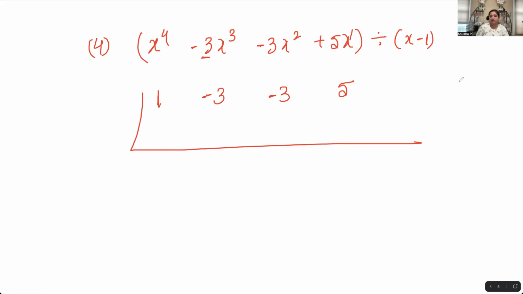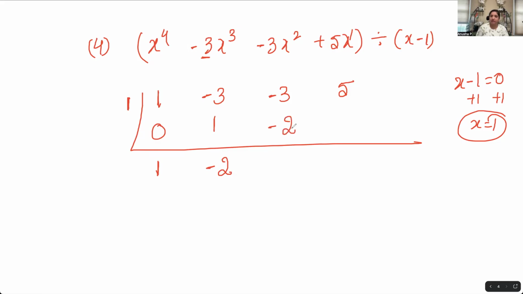Because we have the fourth degree, third degree, second degree, and the degree 1. Okay. Now, x minus 1 equal to 0. And solve for x. With that number, we'll start dividing. So we are dividing with 1. Okay, 0. 1. 1 times 1 is 1. Negative 3 plus 1 is negative 2. 1 times negative 2 is negative 2. Negative 3, negative 2 is negative 5. 1 times negative 5 is negative 5. 5 minus 5 is 0.